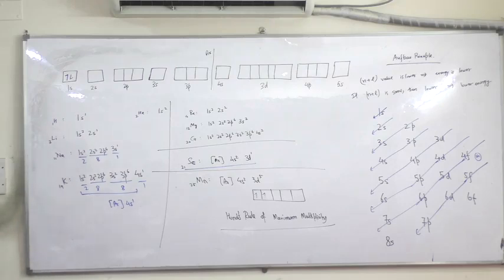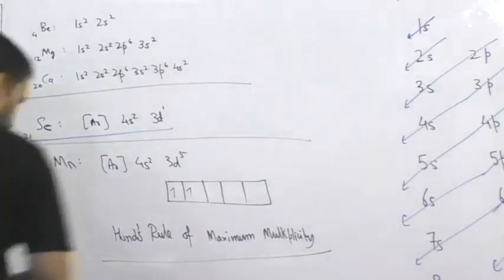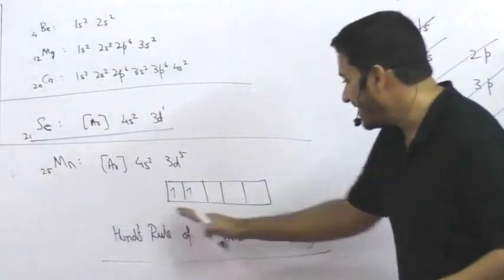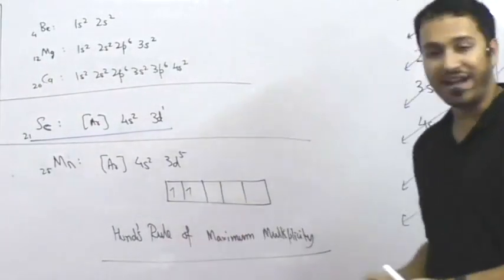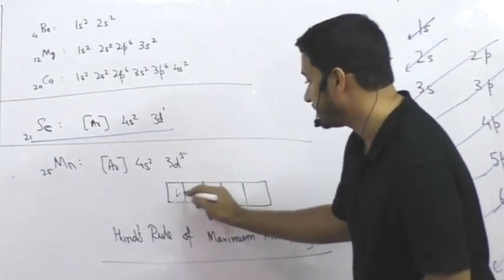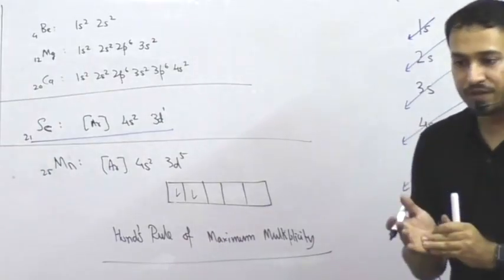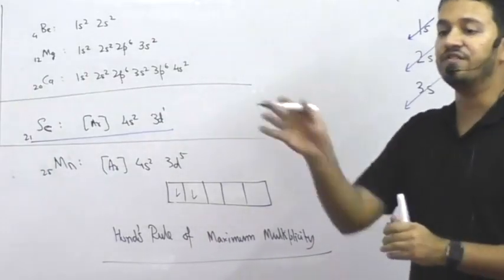Electrons occupying a subshell will first singly fill each orbital with parallel spin and only then start pairing up. That means, if I have to fill 2 electrons in the d subshell, I will have to do it either like this, or I could also do it like this. This is also allowed. They will have parallel spin and they will be singly filled.